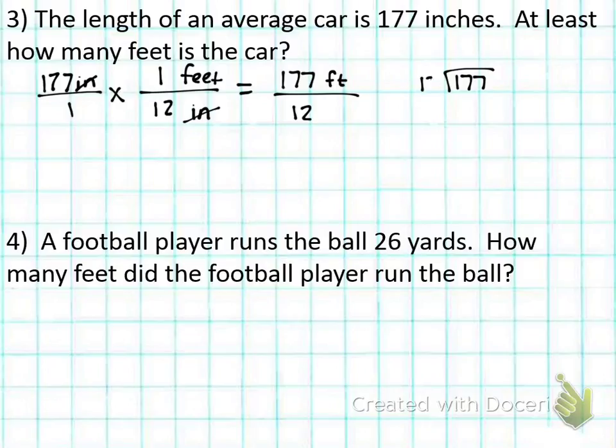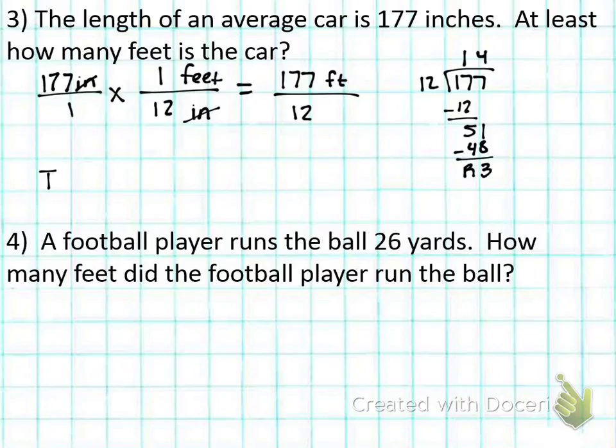177 divided by 12. How many times does 12 go into 177? Once. 1 times 12 is 12. Subtract, you get 5. How many times does 12 go into 51? 4. Multiply, you get 48. And remainder of 3. So the question is, at least how many feet is it? 14. 14 feet.